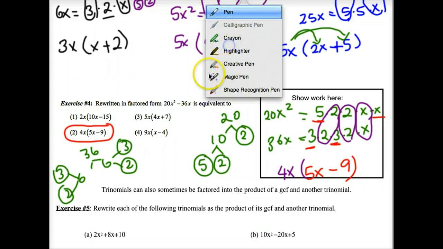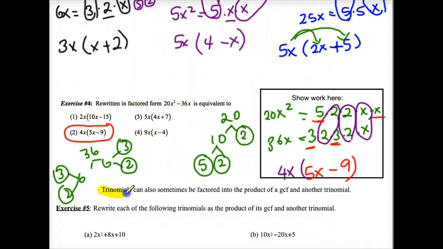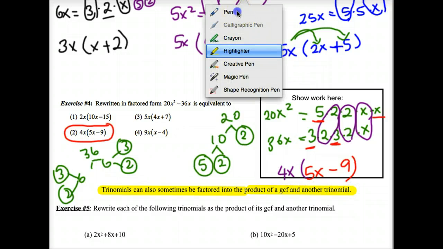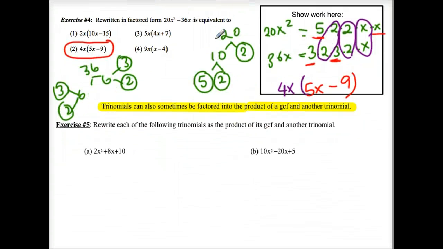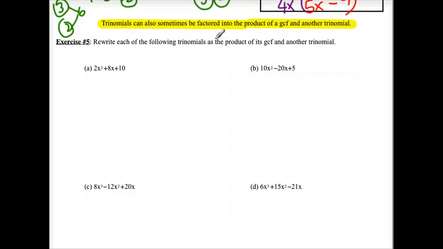Okay? Very important is trinomials can also sometimes be factored into a product of the GCF and another trinomial. So just like what we did when we factored binomials, we factored out the greatest common factor, we still had a binomial. Trinomials are the same exact thing. Now, what I want to do is 2x squared is the same as 2 times x times x. 8x is the same as 2 times 2 times 2 times x. And 10 I know is 5 times 2.